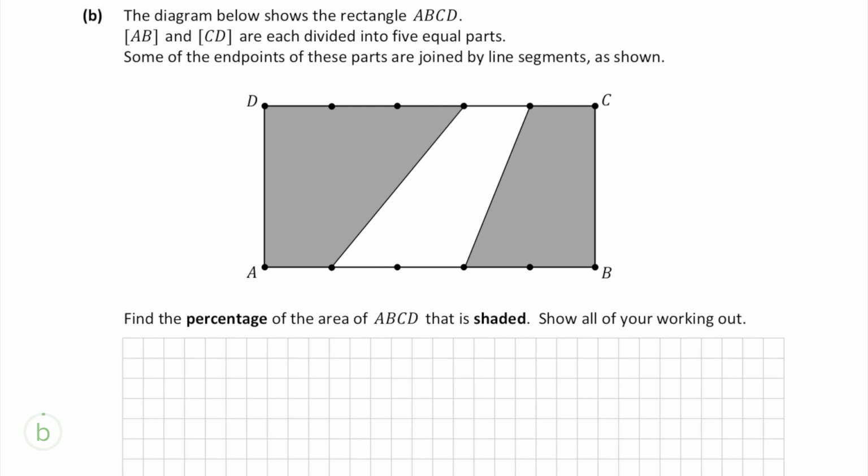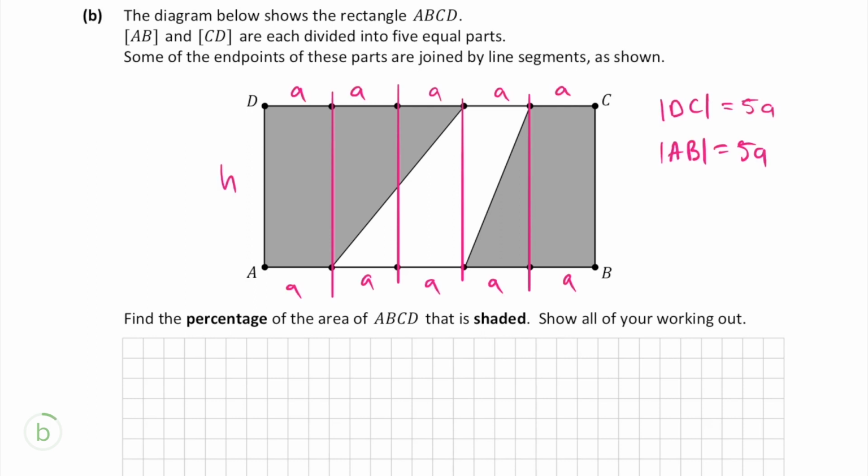Moving on to part B, we're given this rectangle and we have to find the percentage of the rectangle that's shaded. We're told in the question that AB and DC are divided into 5 equal parts, so we can draw 5 equal rectangles like this. To make our calculations easier, we're going to assign values to the length and height of our rectangles. We're going to say that each rectangle has height h and length a. We can only do this since all rectangles are equal.